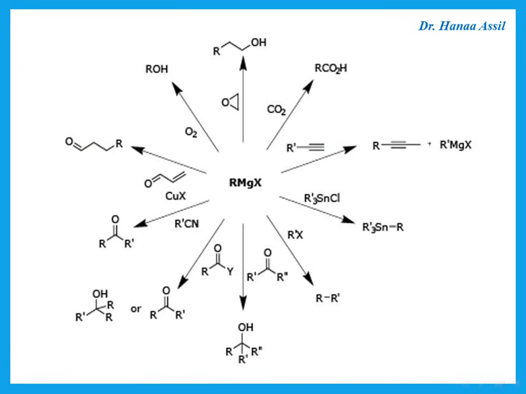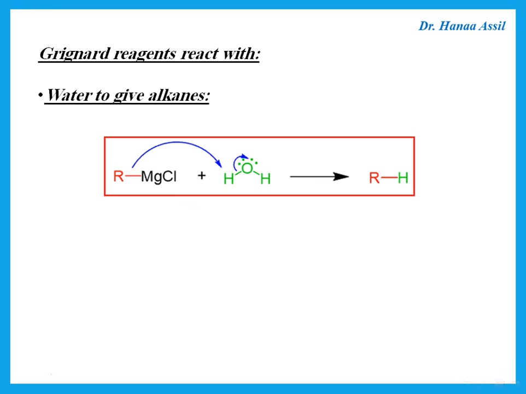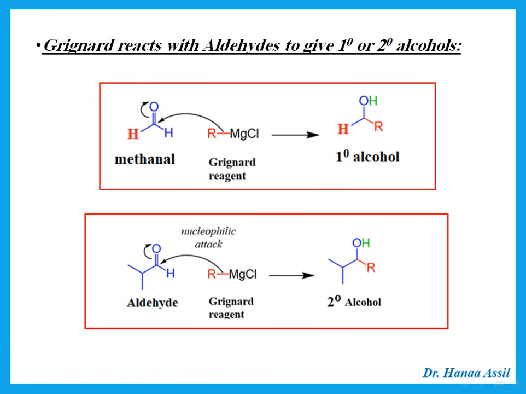Then we use this Grignard reagent to react with a wide range of compounds in order to prepare many different types of organic compounds. So let us take a look at this one by one. How do I use Grignard reagent? If I want to prepare an alkane, I react it with water. So to prepare an alkane, the Grignard reagent reacts with water.